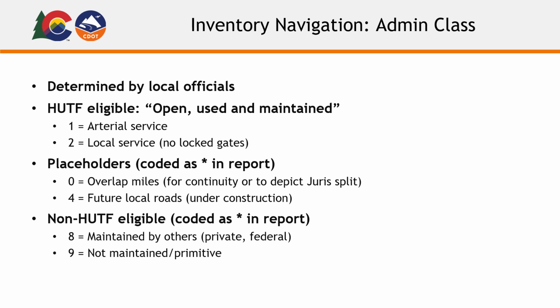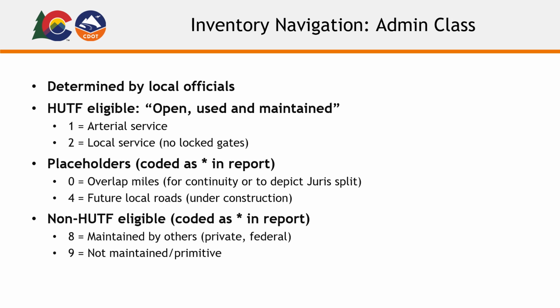Admin Class 0 and 4 segments are not HUTF eligible and are noted with an asterisk in your paper inventory or a red X in WebHUT. Admin Class 0 is used for overlap segments, which may be from a jurisdictional or maintenance split scenario. This will be further discussed in future slides.